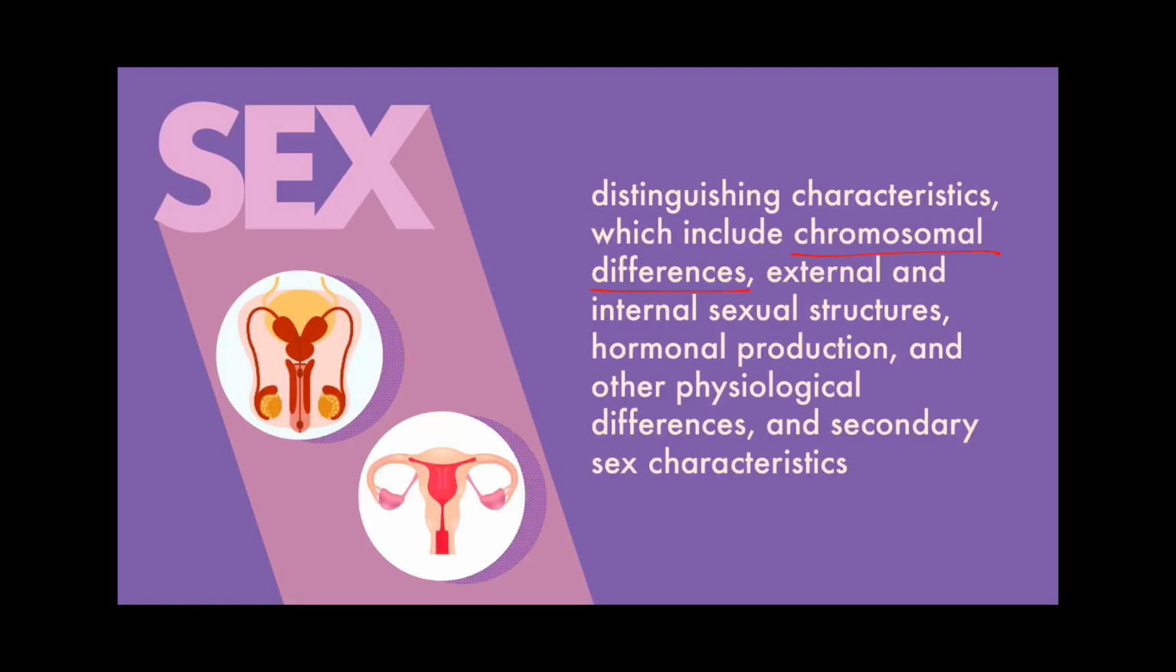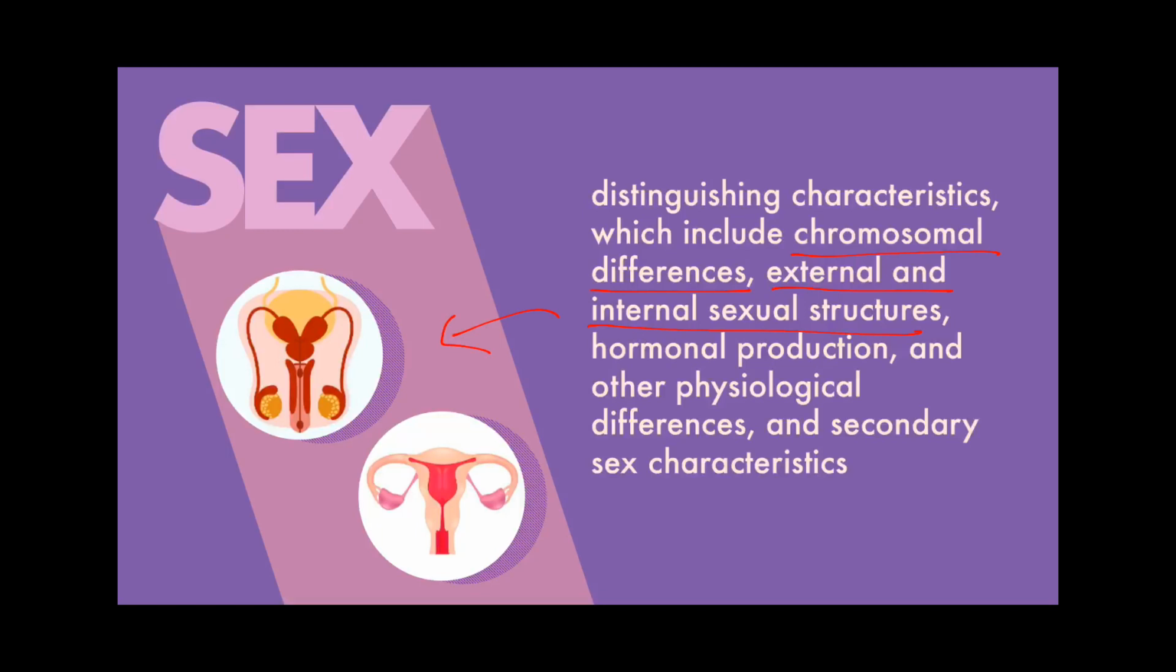We have learned in our biology classes that biological sex is determined by the 23rd pair of chromosomes in a given individual. So if the person has a double X, then that person is a female, and if it's XY, then that person is biologically male. Other distinguishing characteristics that point to sex are external and internal sexual structures. And of course, this is what you see in the pictures in the slides.